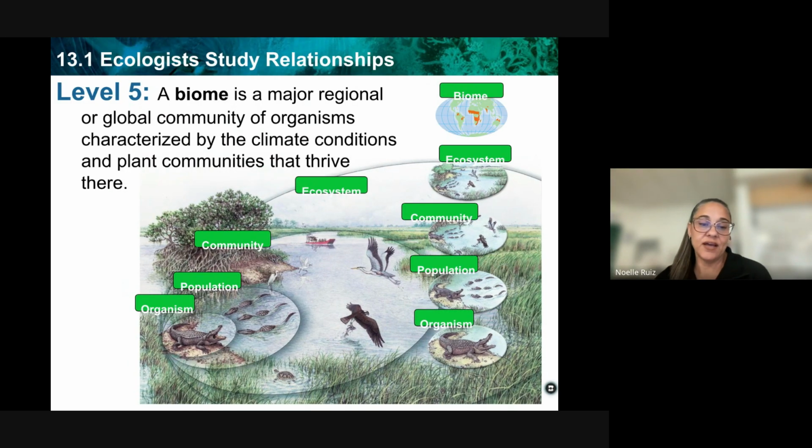And then level 5, which isn't even included in the picture, but it's all the way up here. A biome is a major regional or global community of organisms characterized by the climate conditions and the plant communities that thrive there.